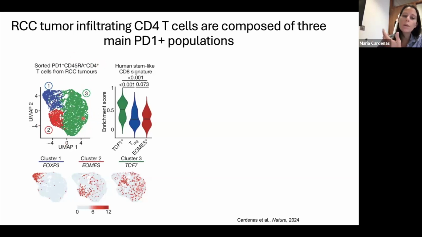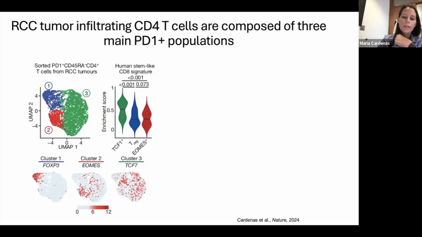And we can tell that there's three main populations that really come across within this kidney tumor. Again, these are all antigen reactive, so they're all PD-1 positive. What we can tell is there's this cluster that is your classical Treg cluster with the FOXP3 transcription factor. There's a cluster that is characterized by the transcription factor EOMES, and these have been noted as non-canonical Th1s from other research.